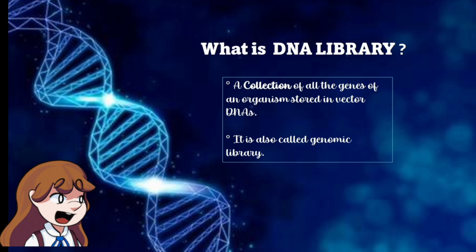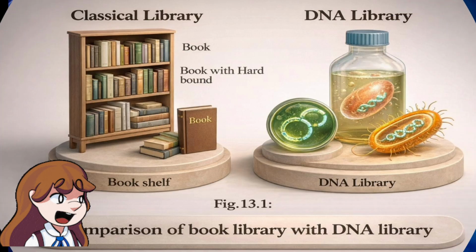These genes are stored in vector DNA. It is also called the genomic library or gene library. In this slide, the genomic DNA library can be compared to the classical book library. In a classical library, books are stored, while in the DNA library, DNA fragments are stored. A book is safeguarded by its cover, while the DNA is safeguarded by the vector DNA.